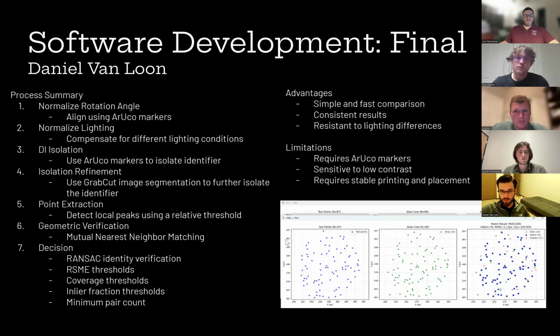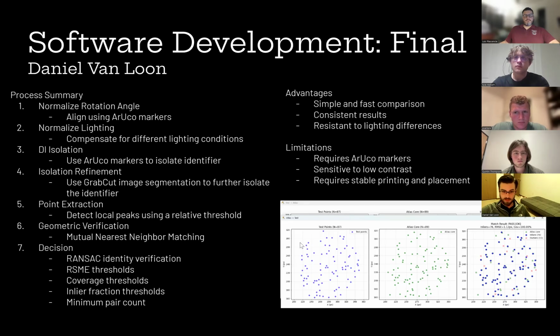We then apply 4 decision metrics: RMSE to check how closely the matched sparkles align in pixel space, coverage ensures the matches are evenly distributed across the entire DI region, inlier fraction measures how many of the matches agree with identity during RANSAC, and minimum pair count confirms that there are enough reliable matches to be statistically meaningful. With all 4 conditions satisfied, the DI is considered a match.